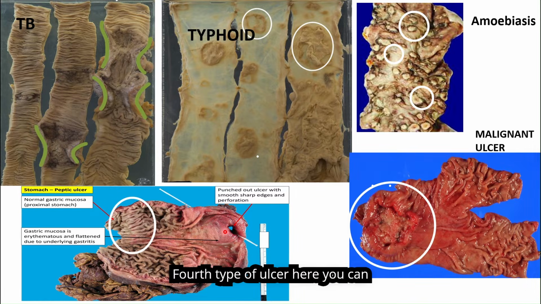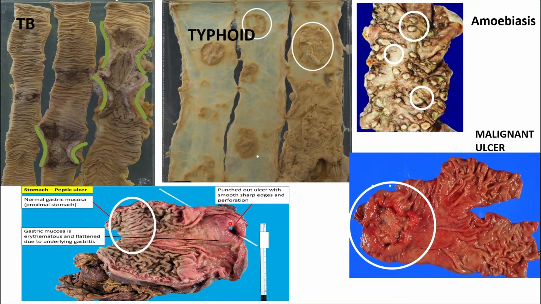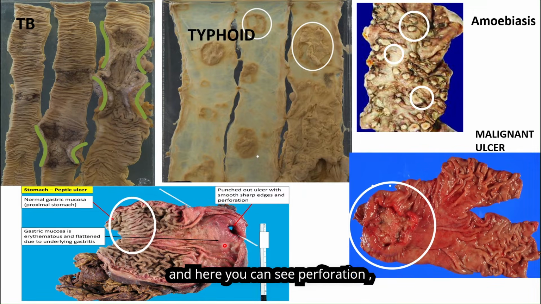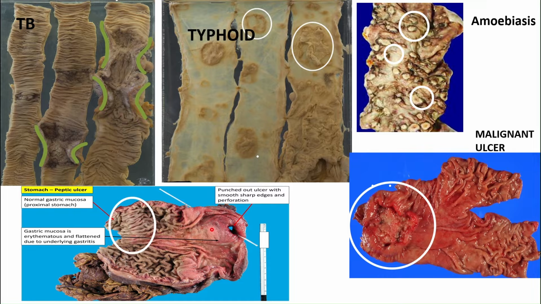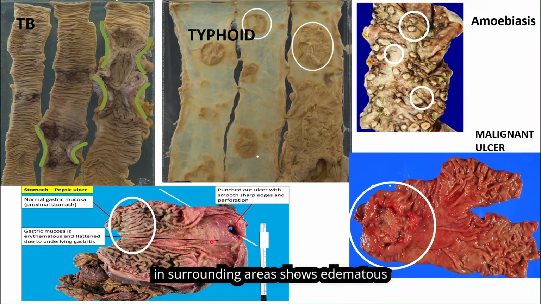Fourth type of ulcer here you can see is the peptic ulcer. These ulcers are having punched out appearance with smooth sharp edge, and here you can see perforation. The surrounding areas show edematous appearance, right?